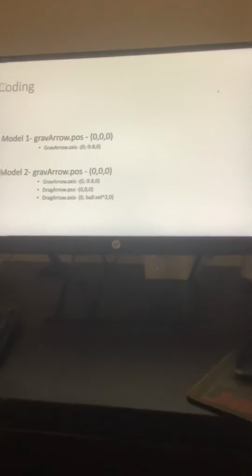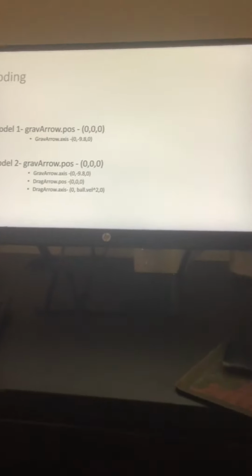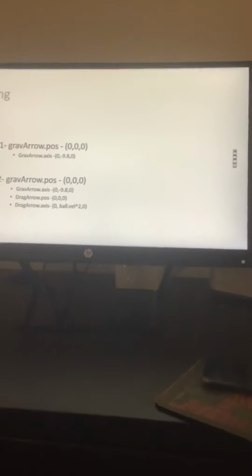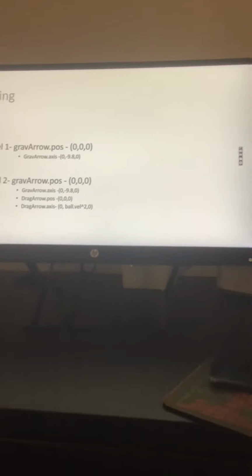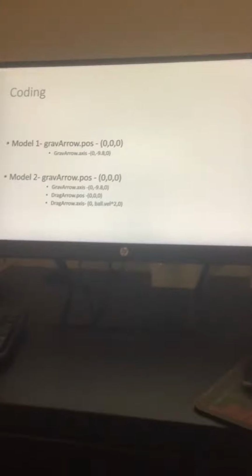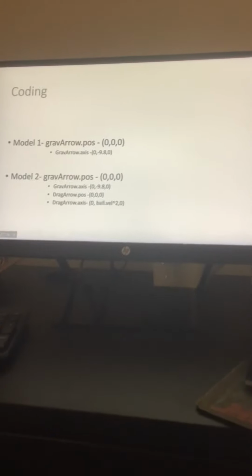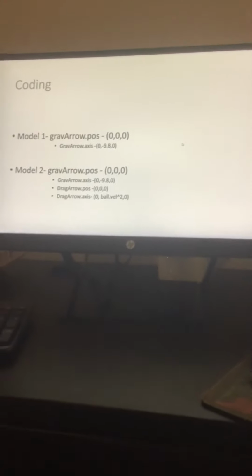And then for coding, Model 1 just had the grav arrow position as 0, 0, 0, and the grav arrow axis as 0, negative 9.8 acceleration due to gravity, and 0. Model 2 had identical code for the gravity, but the drag arrow in the y direction was the ball's velocity squared. This was also in the opposite direction to gravity to show that the forces work against each other.